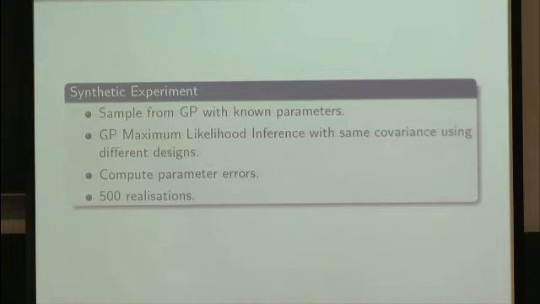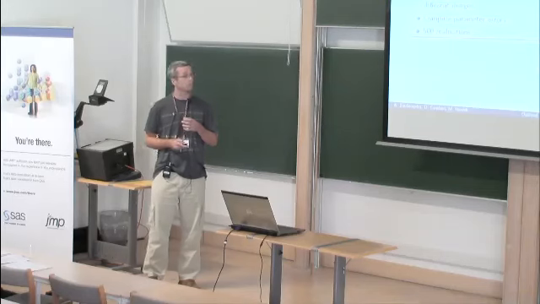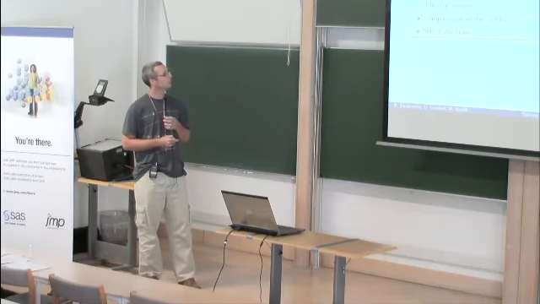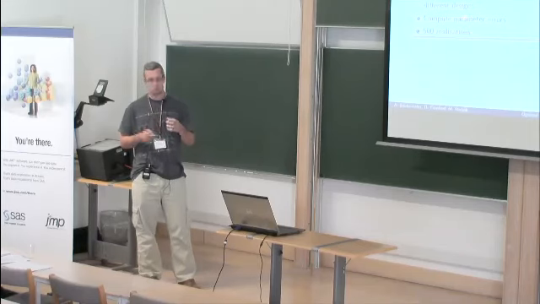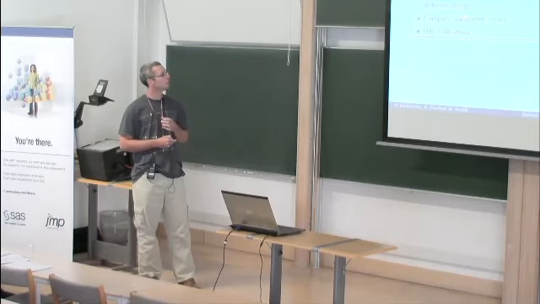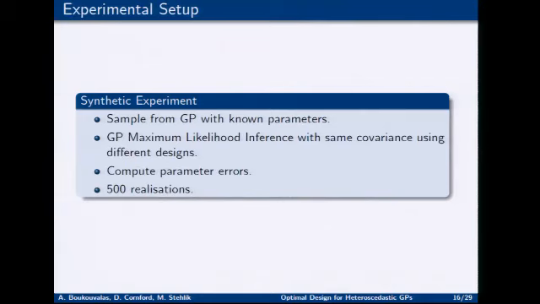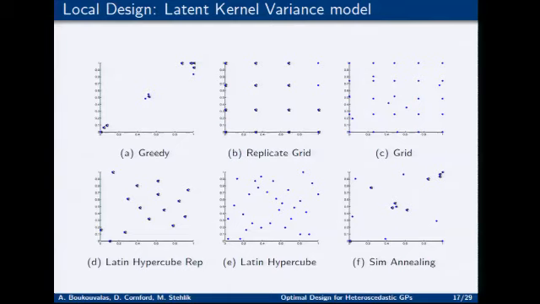Following again the approach in the literature by Zhu and Stein, to demonstrate the properties of these designs, we sample from a Gaussian process with known parameters. This is our synthetic experiment. Then we fit, using maximum likelihood inference, a Gaussian process with exactly the same covariance, so there is no mismatch here. It's an artificial example, and we compare different designs to see the properties. We compute the parameter errors, and we do this a lot.